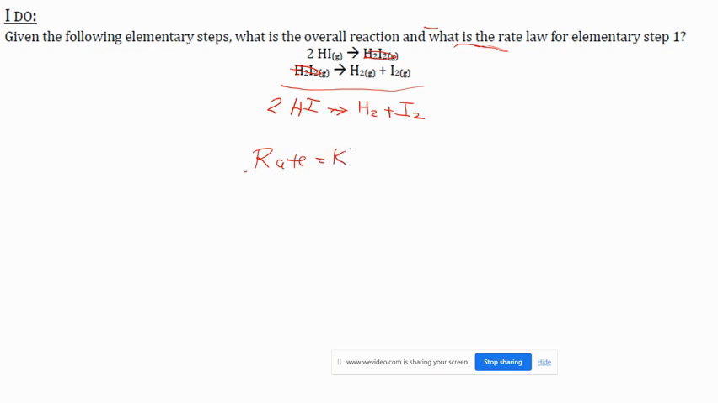And then I've got 2 HIs here. So I'm going to do my [HI], and then I'm going to square that. Yep. So when it says elementary step 1, that means that the first step is the slower one? Yep. They're telling you here that if they want the rate law for that, that is the rate determining step.